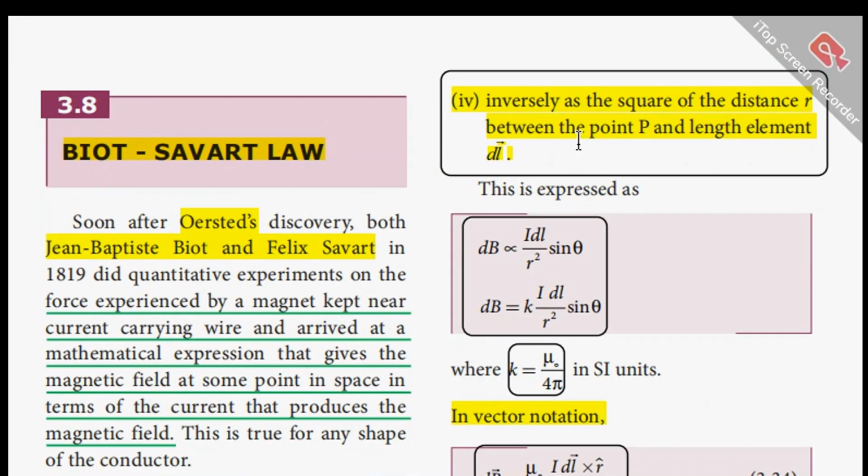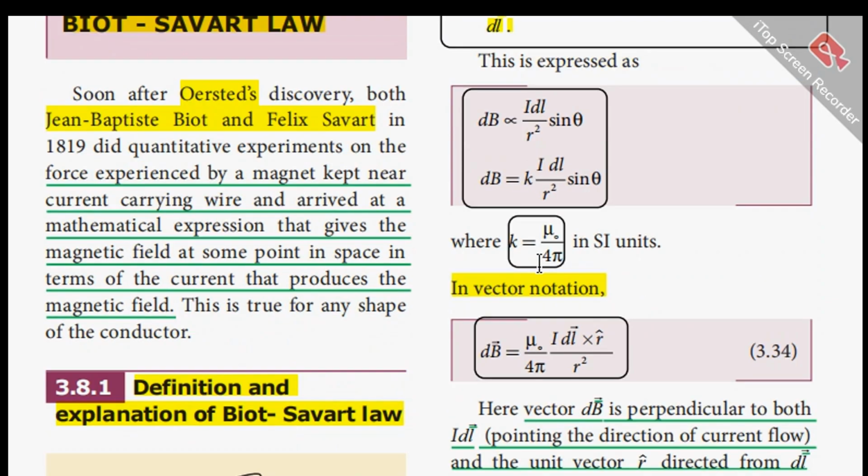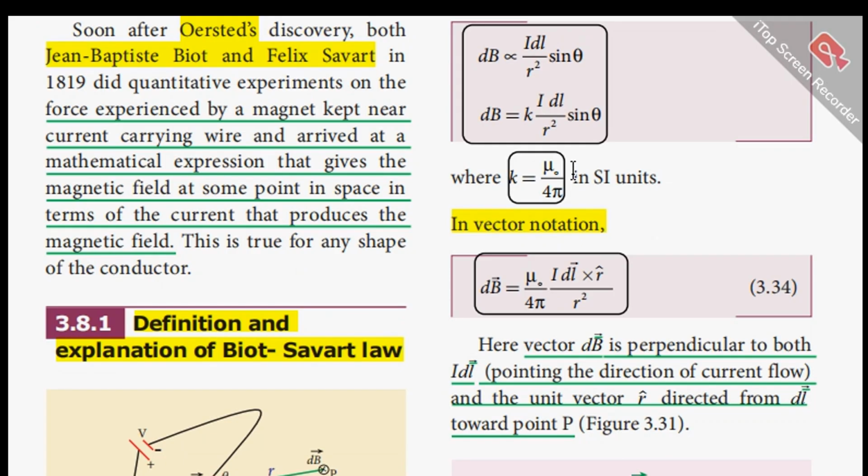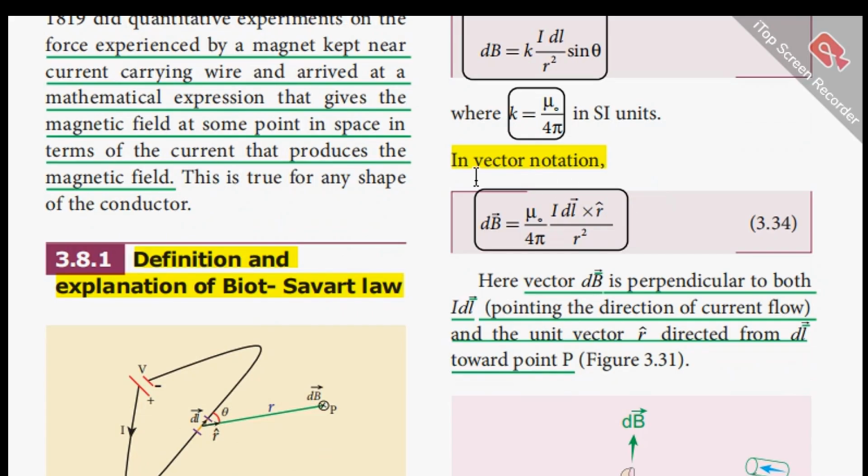Combining all this, the expression can be written as dB proportional to I dl sin theta by r squared. And introducing a constant k, we can write this as dB equal to k into I dl sin theta by r squared. Now this constant k is given by mu naught by 4 pi in SI units. And in vector notation, this expression can be written as dB equal to mu naught by 4 pi I dl cross r unit vector by r squared.